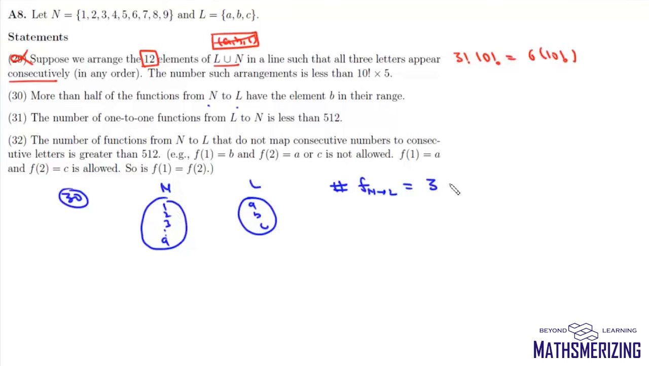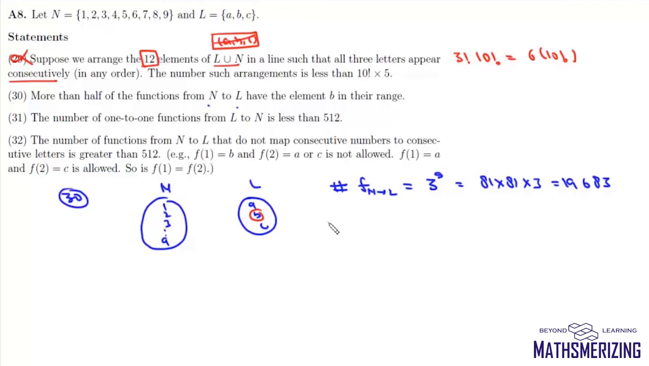So for all the 9 elements we have 3 into 3 into 3, 9 times choices. So total number of functions will be 3 to the power 9, which is 81 into 81 into 3, 19,683 functions.